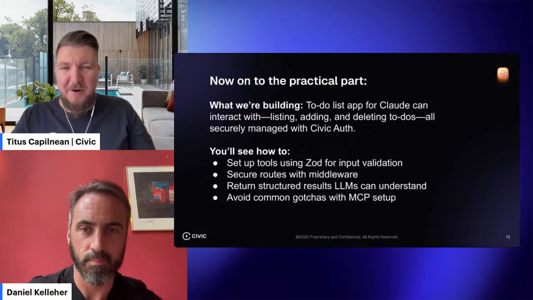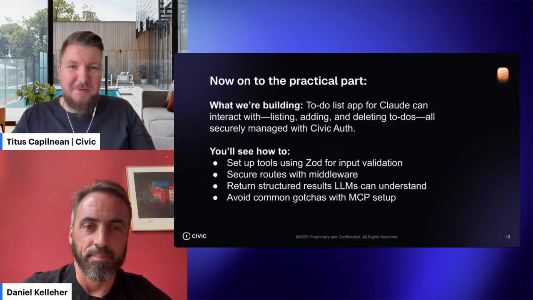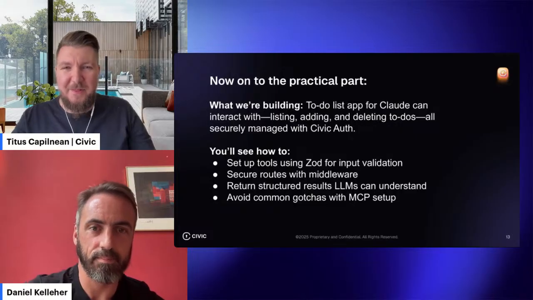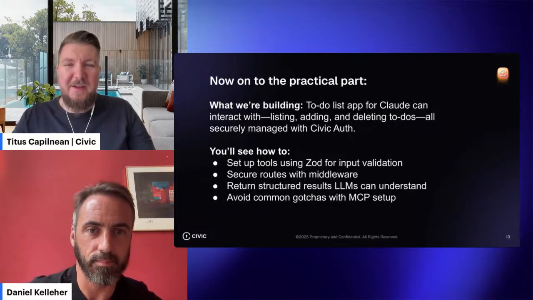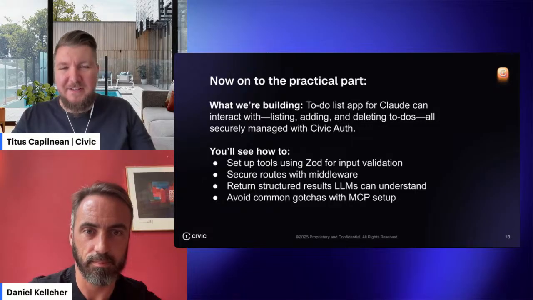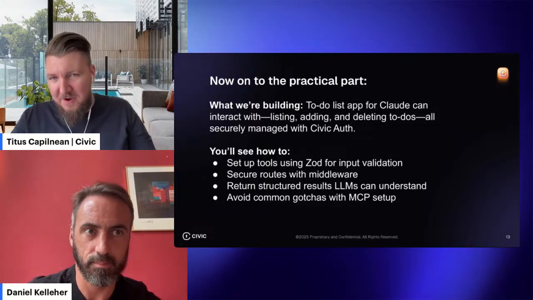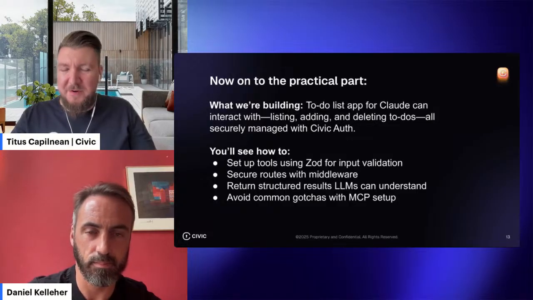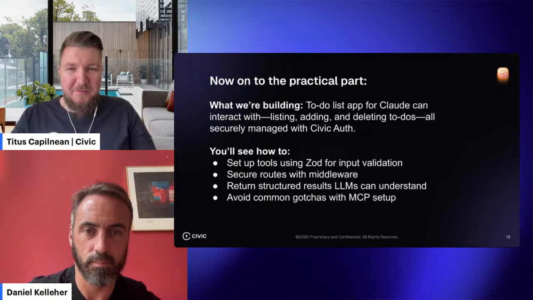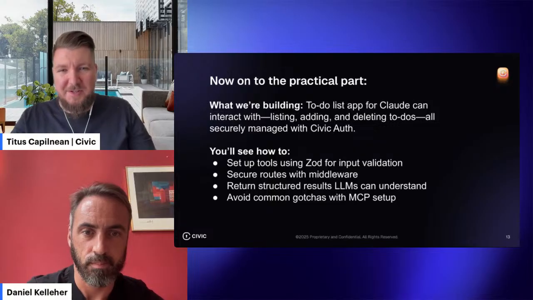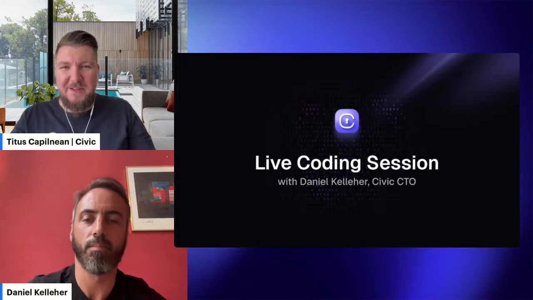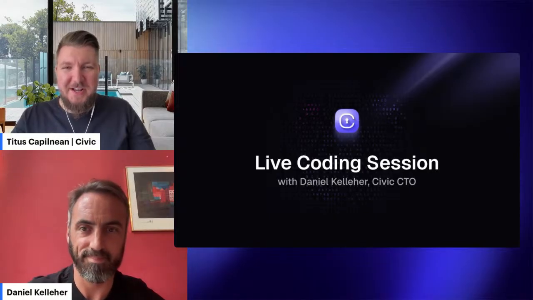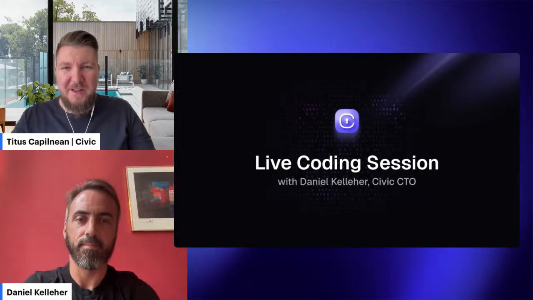Now on to the practical part. What we're building today is a sample to-do list app that Claude can interact with. So essentially listing, adding, and deleting to-dos, with all the security managed with Civic Auth. We're going to be showing you how to set up tools using Zod for input validation, securing routes with middleware, returning structured results LLMs can understand, and then avoiding the common gotchas with MCP setup. So without further ado, Daniel, please take the stage, and over to you to run through the live coding session.